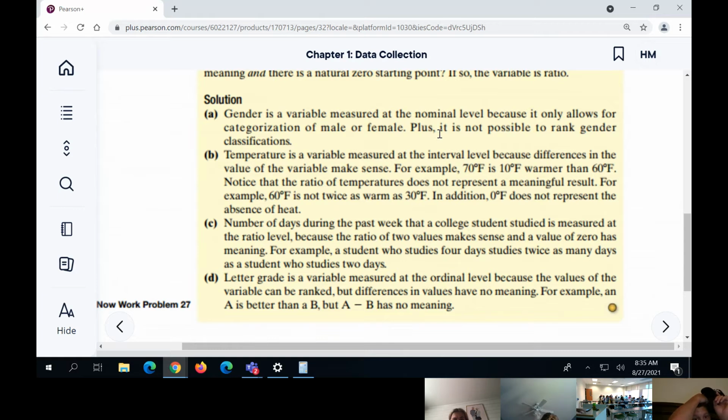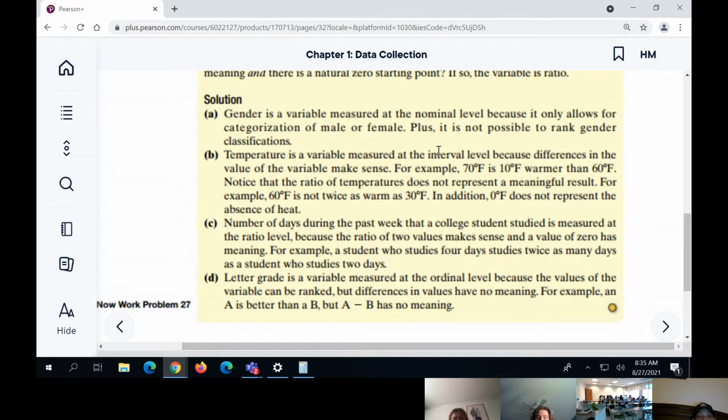Gender, like I said, you can put anything under nominal, and gender is one that is nominal. Temperature is interval. Can I add 70 degrees and 80 degrees and take the average of 70 degrees and 80 degrees? Yeah. That's interval.